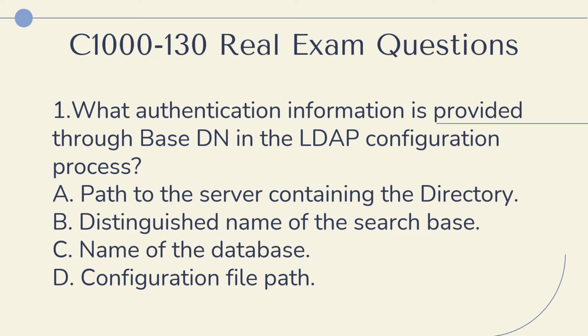1. What authentication information is provided through base DN in the LDAP configuration process? A. Path to the server containing the directory. B. Distinguished name of the search base. C. Name of the database. D. Configuration file path.